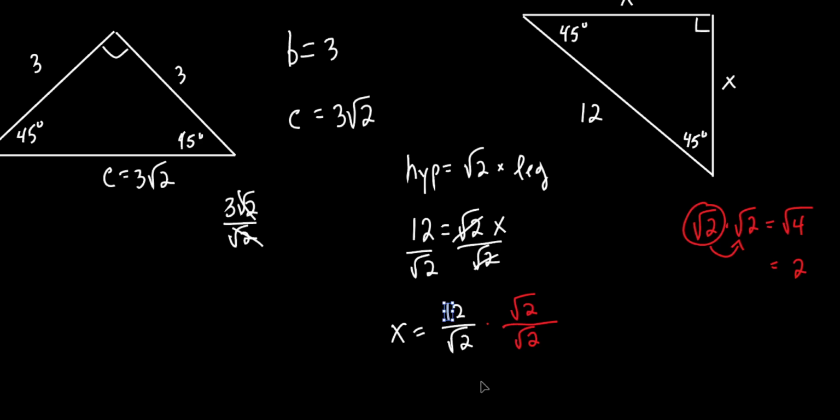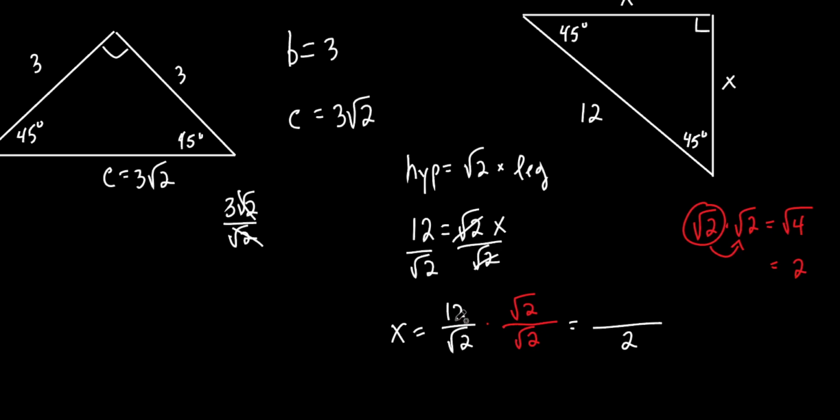But why did I do that? Why did I go through all this mess? Because it gets rid of my square root. Because what's the square root of 2 times the square root of 2? It's 2. There you go. Now I don't have a square root in the denominator. Math teachers don't like you having square roots in the denominator. And we got rid of it.